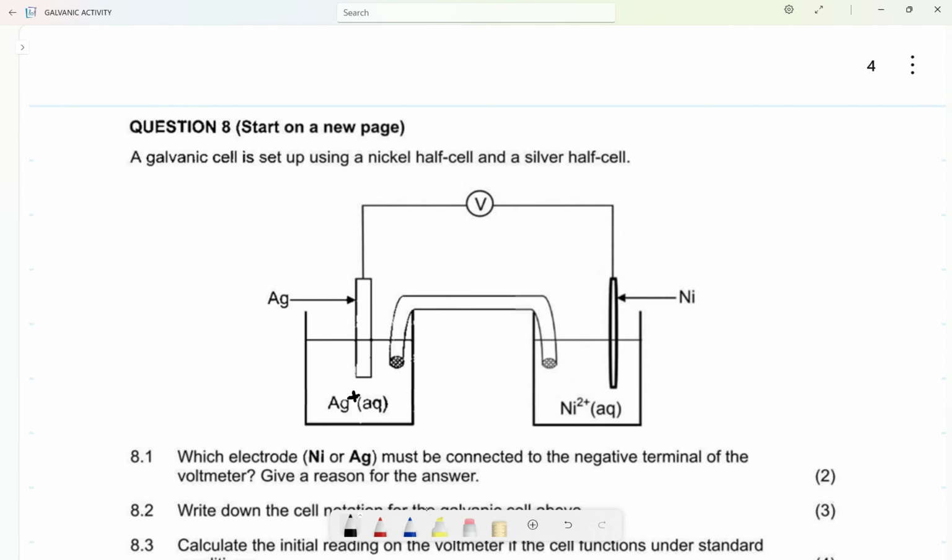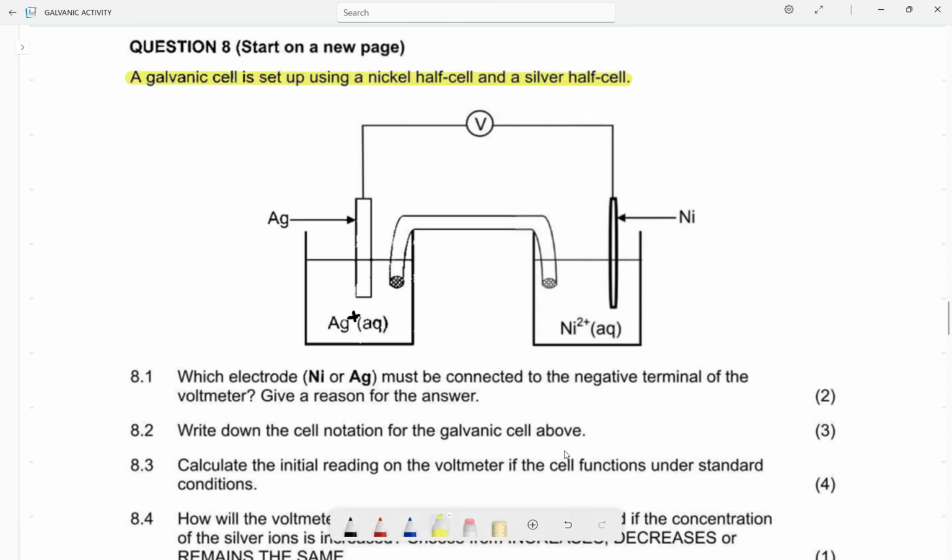So let's look at another question, question 8, a galvanic cell. A galvanic cell is set up using a nickel half cell and a silver half cell. Between silver and nickel, we need to know which one undergoes reduction and which one undergoes oxidation, so that we see the reduction half cell and all of that.